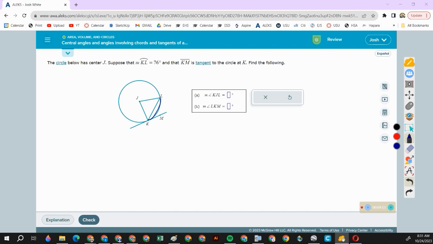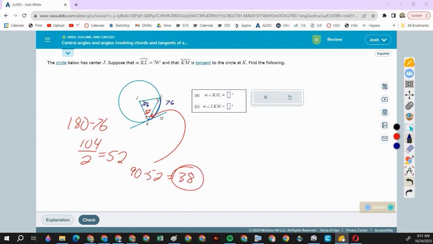All right, KL is 76, which means this is 76. So how big are these two angles? It would be 180 minus 76, which is 104. And those two angles are equal, so they're each 52. And if this angle is 52, I'm assuming it wants LKM, yep. So that angle right there is just 90 minus 52, which is 38. Got it?